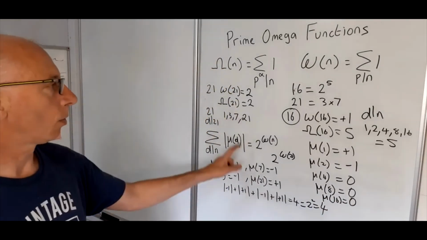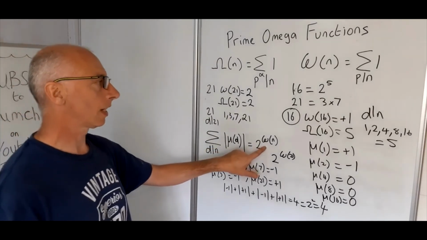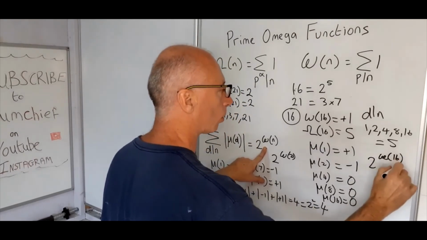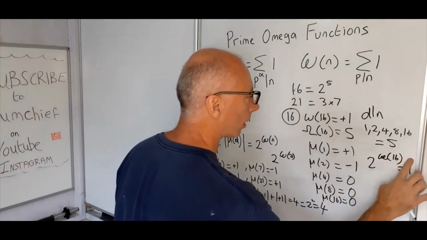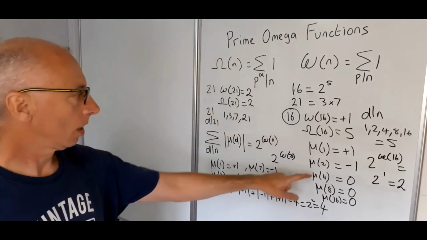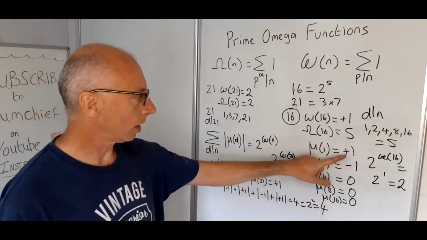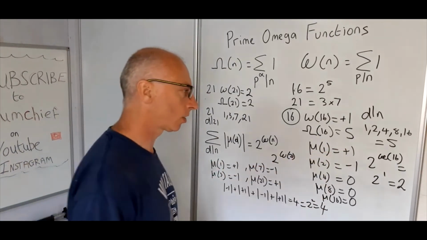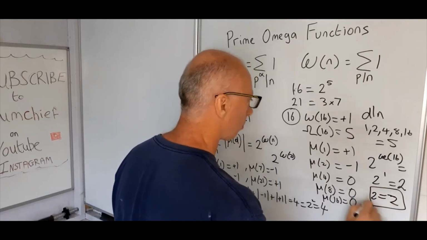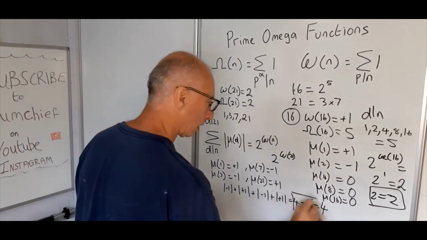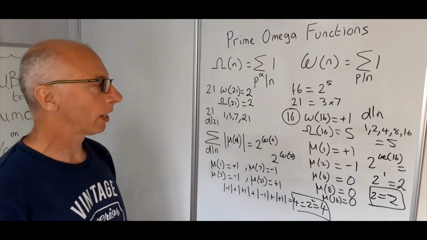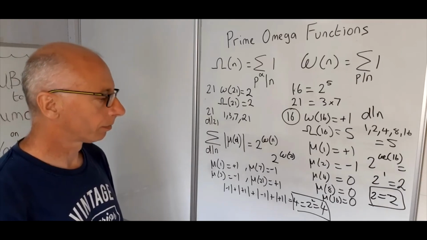Okay, so what is the omega for 16? So 2 to the omega of 16, that equals 1. Sorry, that is 2 to the power of 1, which equals 2. So now the Mobius function values for all of this are +1 and -1, which is just going to make us 2. So in the end we've got 2 equals 2. So that's proven for 16 here, and it's proven for 21 here. You could try many other examples yourself as well. Okay.